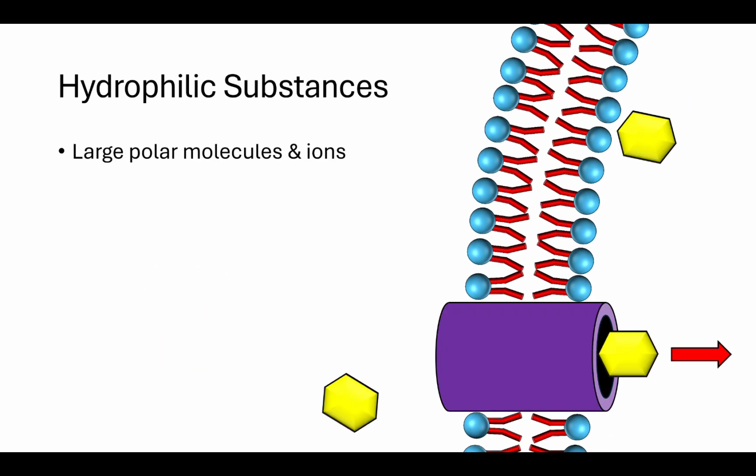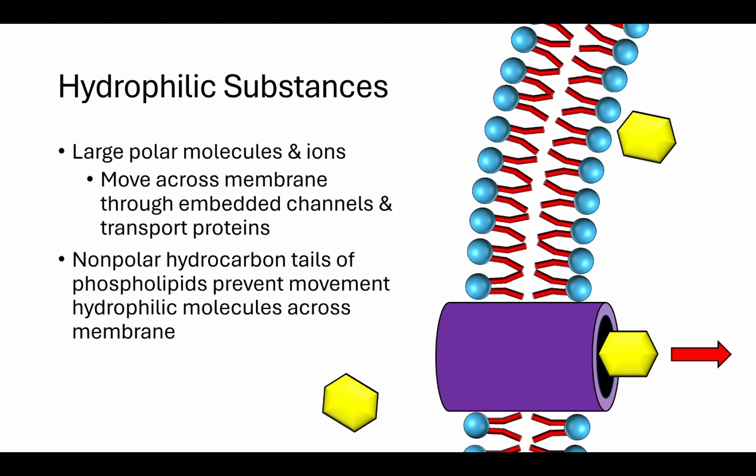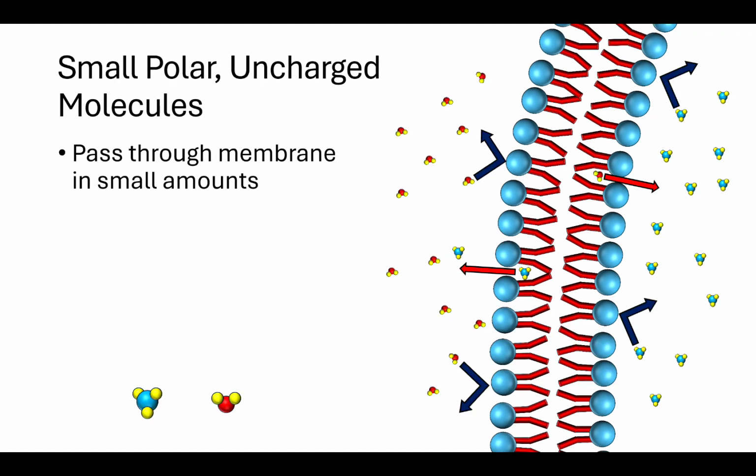Hydrophilic substances, larger polar molecules and ions, cannot cross on their own. Instead, they need a little help. They need an embedded channel or a transport protein to get through. This is because they can't pass through those hydrocarbon tails of the phospholipids. Because they are polar, they are more attracted to water, polar molecules, and those hydrophilic heads. This, for instance, is a glucose molecule, but you could also have an ion, positive or negative. Those would not be able to get through the hydrophobic layer and they would be bounced back.